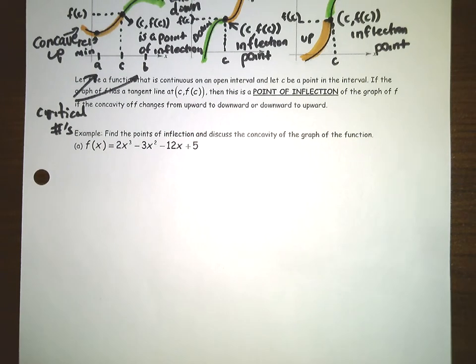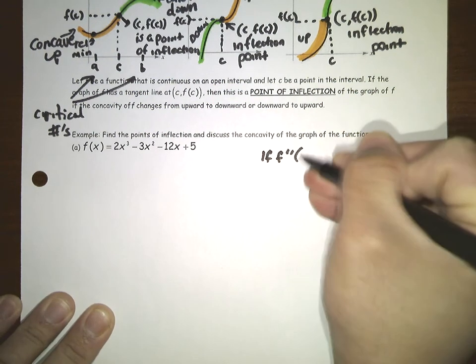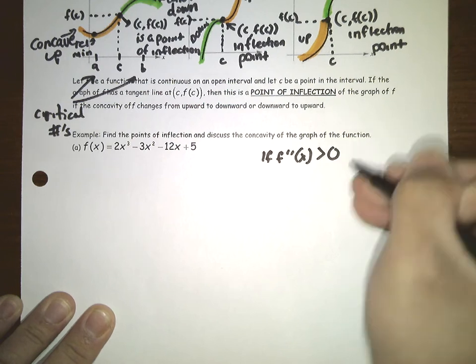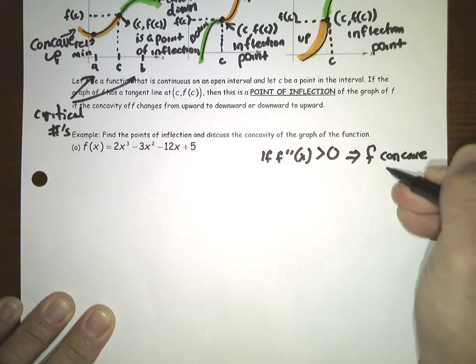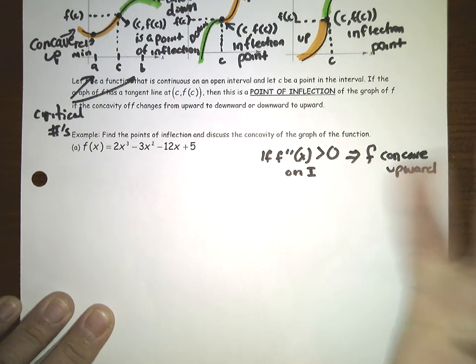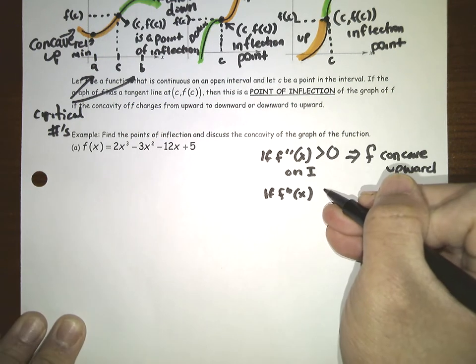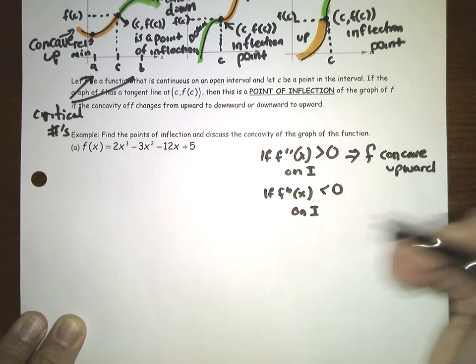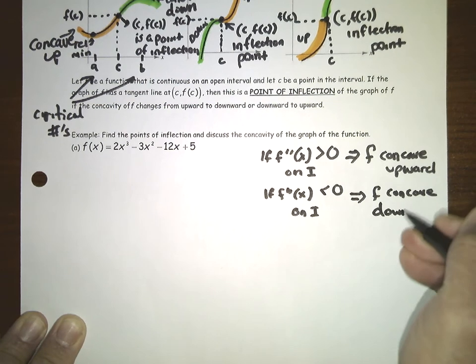But remember the rules for finding the concavity. Let me review them. If I can't find the page, that's okay. If the second derivative is greater than 0 on an interval I, then that would mean that f is concave upward on that interval. And if the second derivative is less than 0 on the interval I, then f is concave downward.